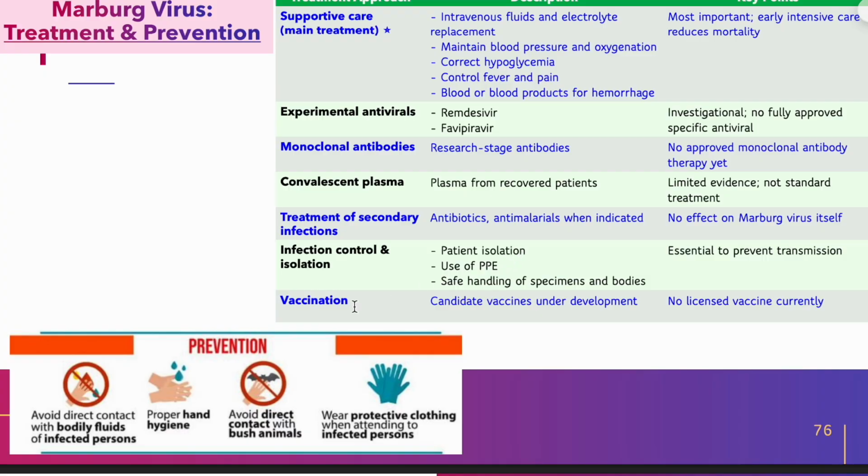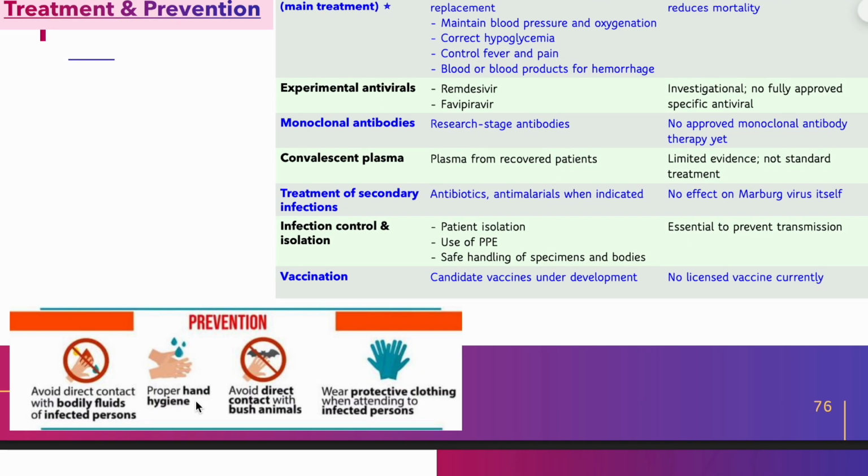For vaccination, it is still underdeveloped. For prevention: hand hygiene, sanitizing, avoiding direct contact. Don't eat bush animals, protect yourselves, and don't shake hands or have direct contact.